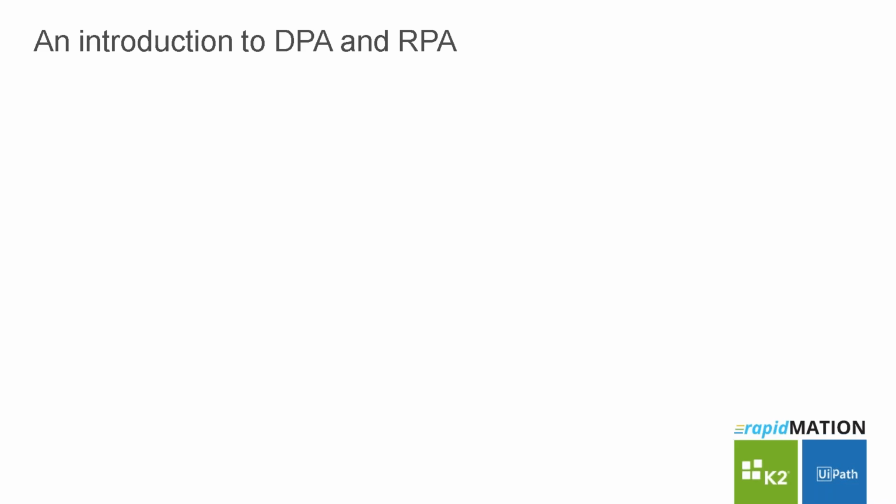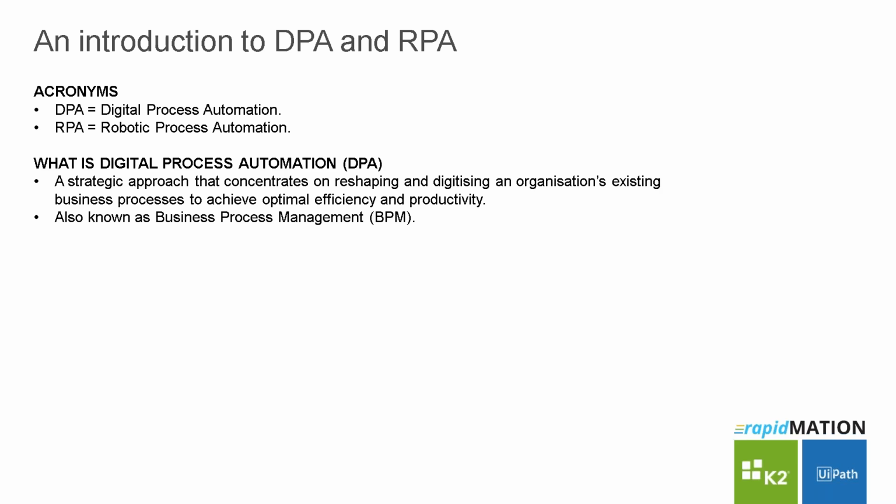So let's start off with an introduction to DPA and RPA. So what are DPA and RPA? DPA is an acronym for Digital Process Automation, and RPA stands for Robotic Process Automation. DPA is a strategic approach that concentrates on reshaping and digitizing an organization's existing business processes to achieve optimal efficiencies and productivity. DPA is also known as Business Process Management, or BPM.